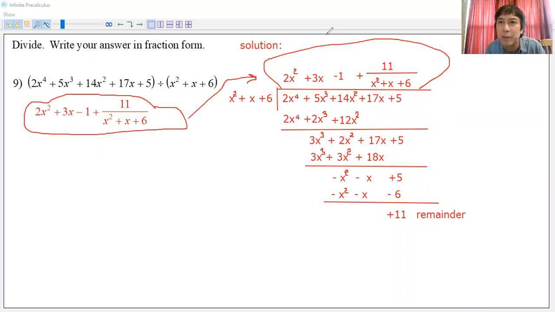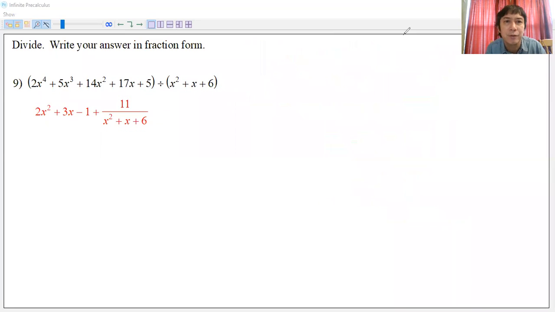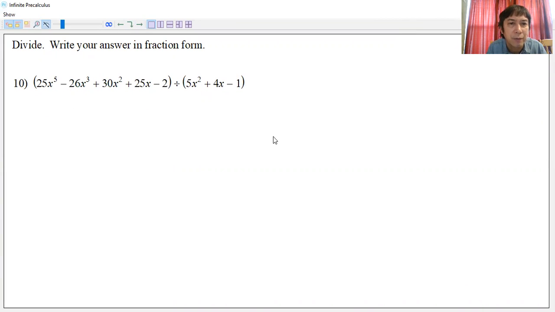Let's continue with number 10. All right. Here's number 10. Okay. Divide. Write your answer in fraction form. All right. So this should be our solution. We're doing a long division here. Okay. Long division. Examine your dividend and divisor.